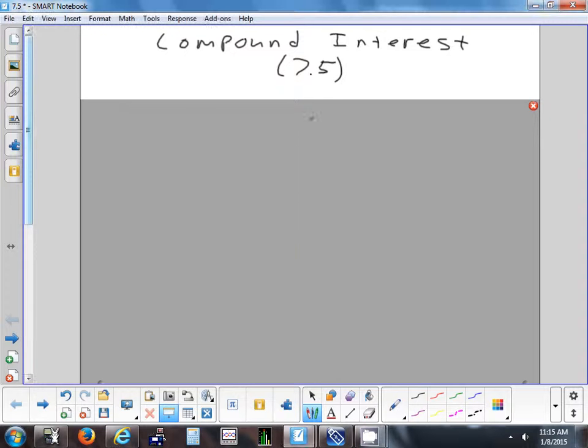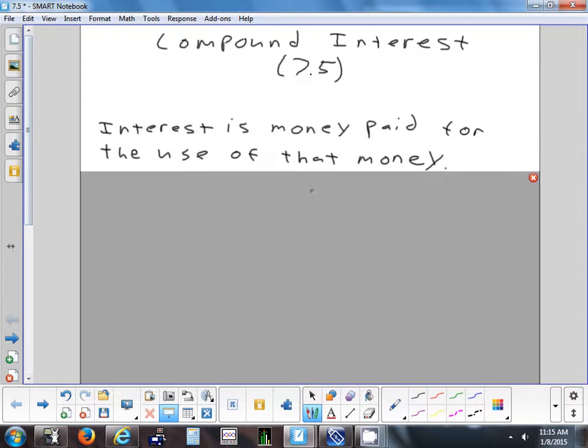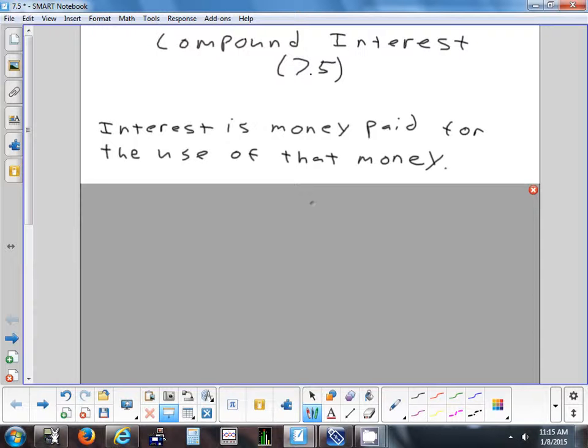All right, so finish up with section 7.5. So 7.5 is on compound interest.